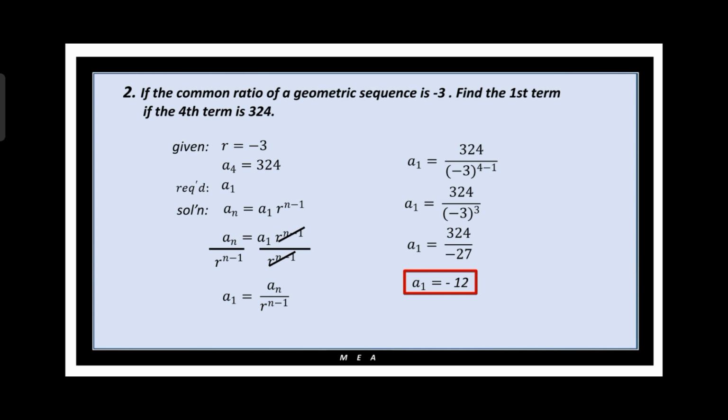Okay, so yan yung way on how to find the first term given ang ating common ratio at nth term. Okay, sana naintindihan natin to. Let's go to the next one.